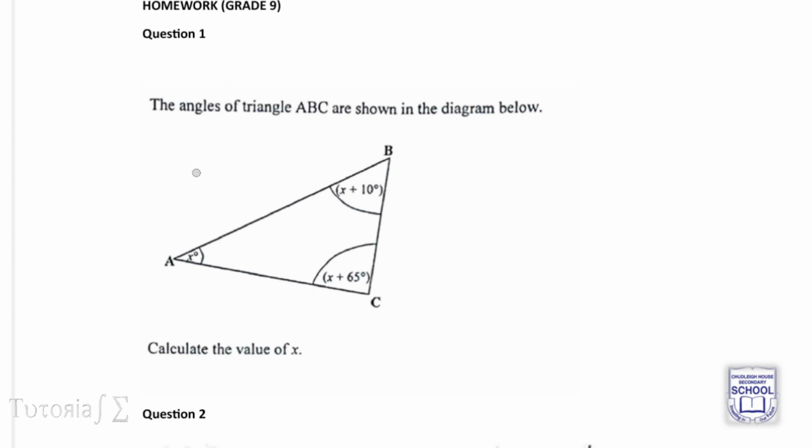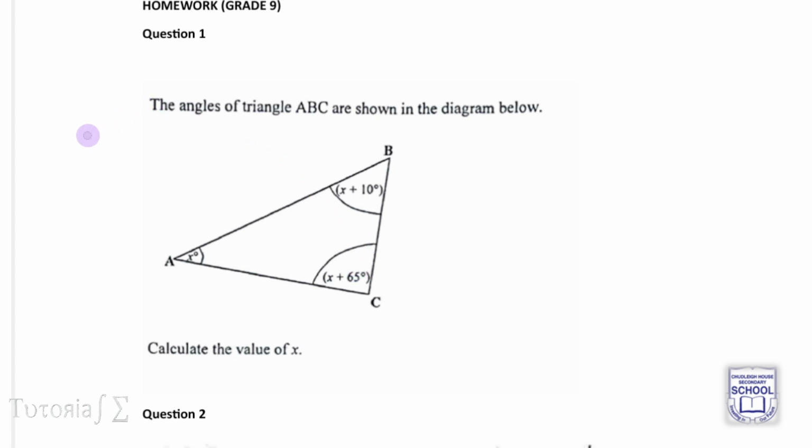Right, so the first question that we had, see on the screen: given the triangle ABC, so ABC is a triangle as shown in the diagram here, find the value of X. Okay, so we have X here, we have X there, we have X there. So how do we find the value of X?